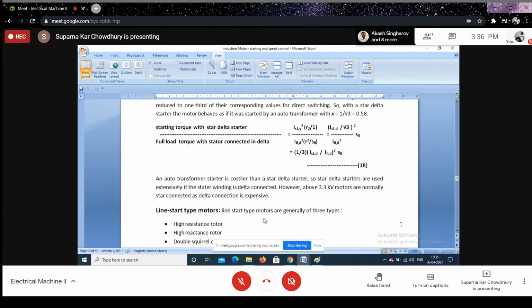An auto transformer starter is costlier than the star delta starter because a total separate unit of auto transformer is required. So the star delta starter is used extensively, but it can only be used if the normal connection is delta. Otherwise, we have to go for the auto transformer starter. However, motors above 3.3 kV are normally star connected as delta connection is expensive. Then we cannot go for the star delta starter; we have to go for the auto transformer starter.